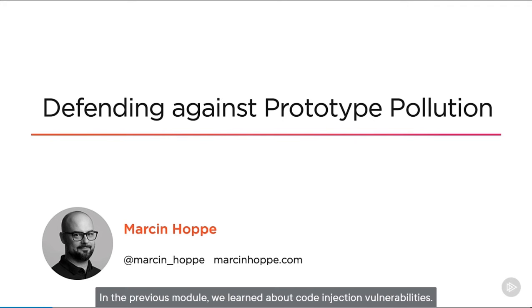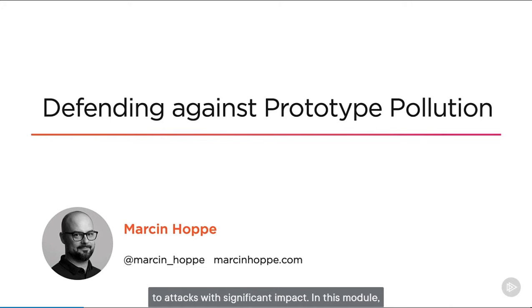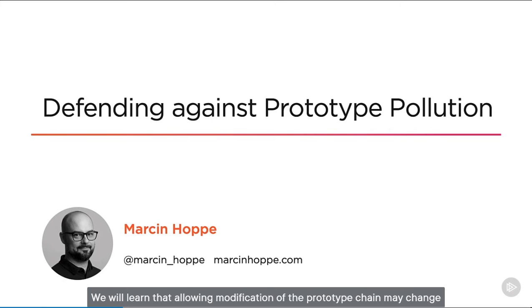In the previous module, we learned about code injection vulnerabilities. We learned that dynamic execution of code supplied in user input may lead to attacks with significant impact. In this module, we will take a look at security implications of yet another unique JavaScript feature, prototypes. We will learn that allowing modification of the prototype chain may change the behavior of our code in ways that are hard to predict. This type of vulnerability is called prototype pollution.